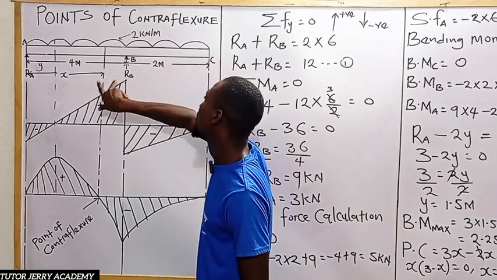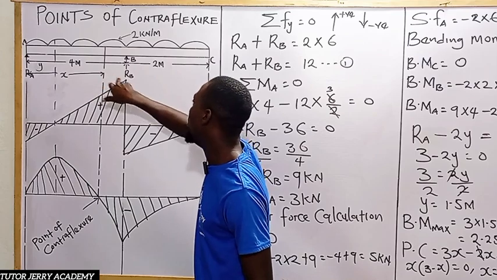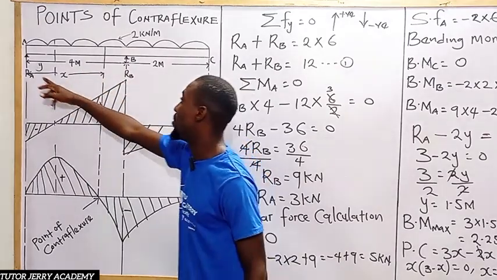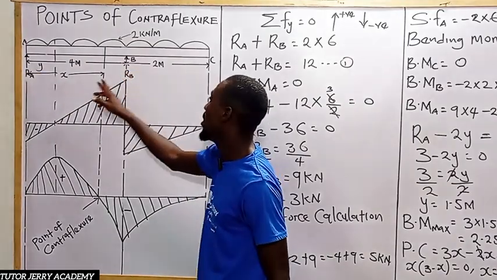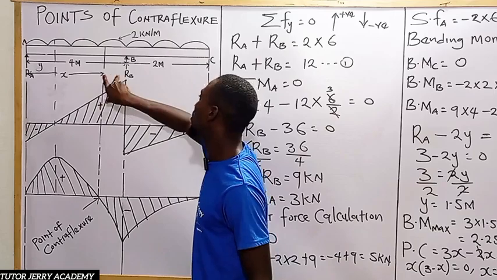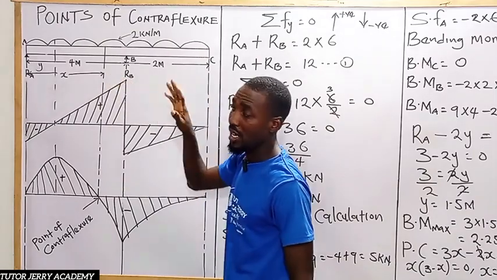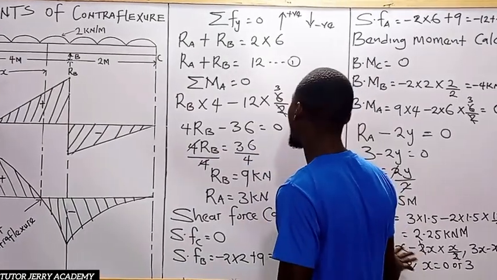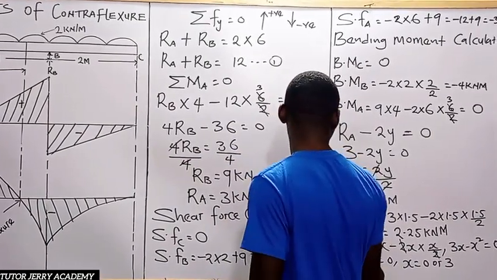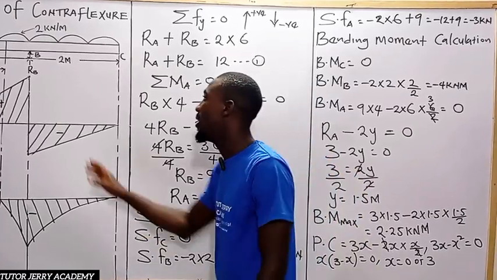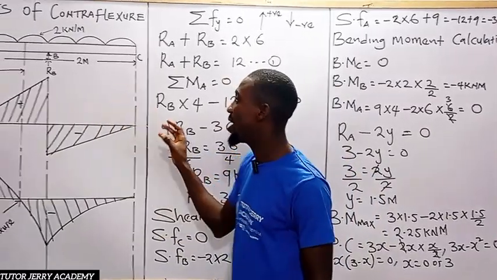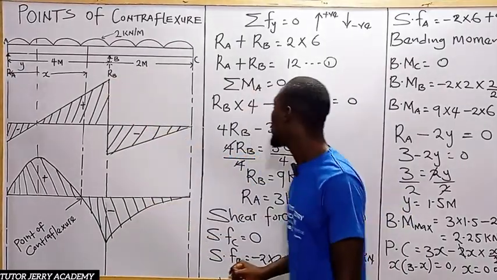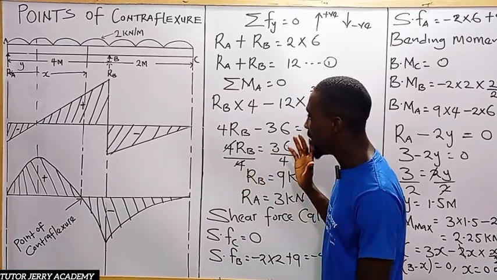You either take it towards this side or you take it towards this side. And you might want to ask, what will be the distance from this point to this point? The distance from this point to this point is going to be 4 minus what? Minus x. Because from here to here is 4, and from here to here is x. So here is going to be 4 minus x. All right. So it means that our point of contraflexure is at a distance of 3 from point A. So that will be the solution to this question.